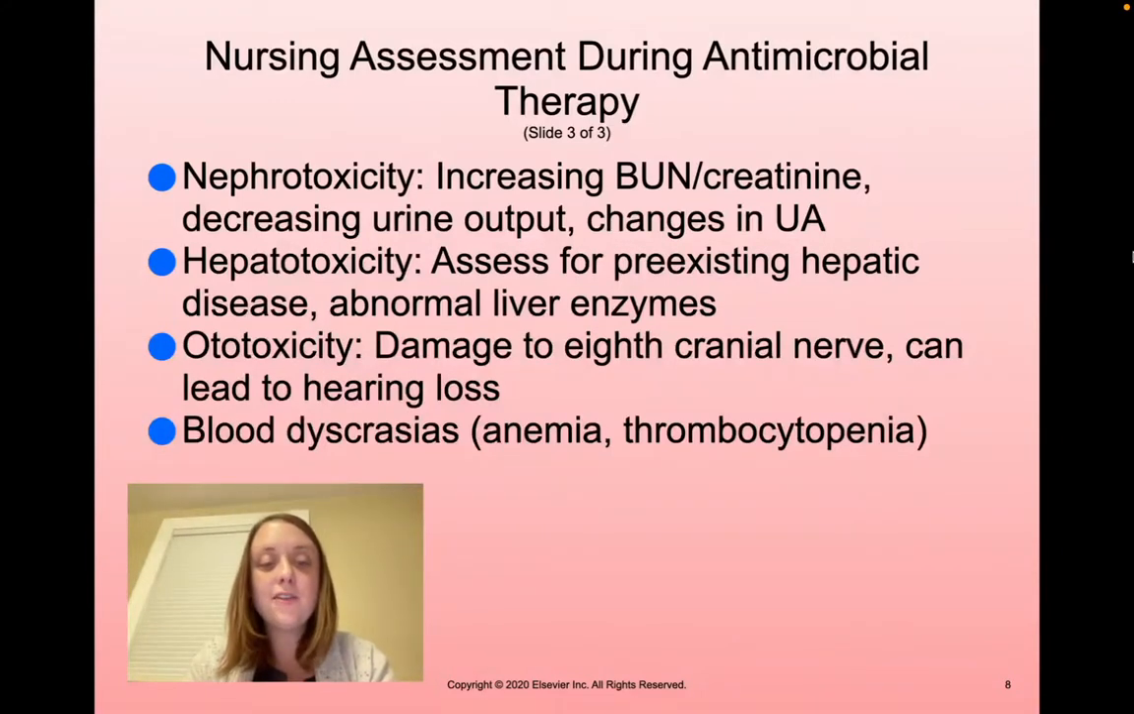And finally, we're assessing for blood dyscrasias. So, any blood abnormalities, things like anemia and thrombocytopenia, can happen fairly frequently with these types of medications.